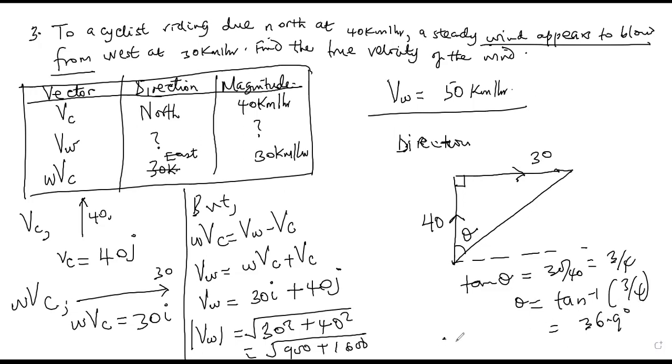Then you conclude and say, therefore, the true velocity of the wind is 50 kilometers per hour in the direction, you first mention the J component, in the direction north 36.9 degrees east. That is how the question would be.